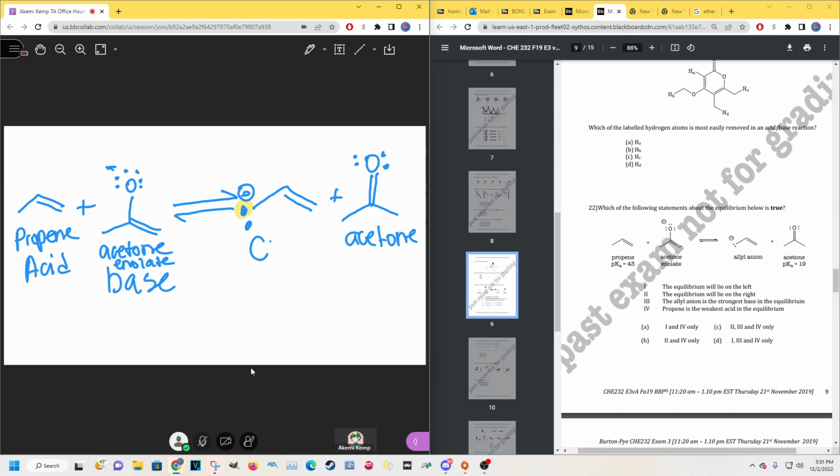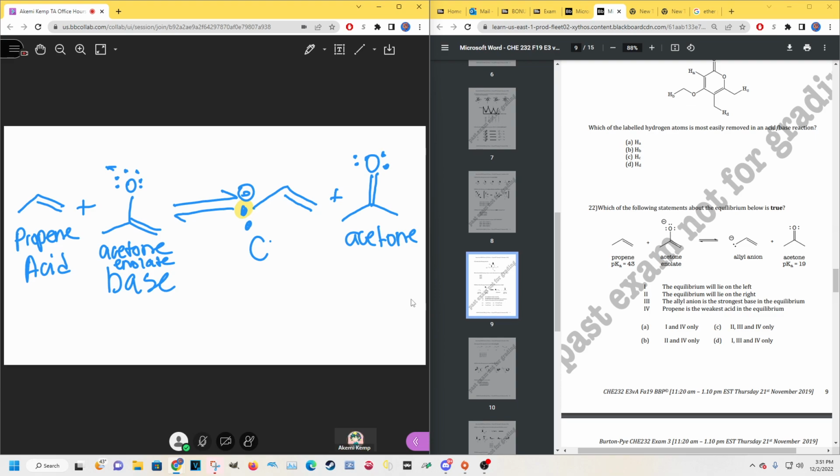So 1 says the equilibrium will lie on the left. 2 says the equilibrium will lie on the right. 3 says the allyl anion is the strongest base in the equilibrium. And 4 says propene is the weakest acid in the equilibrium. So which of the following statements is true? Yes, 1 is true.